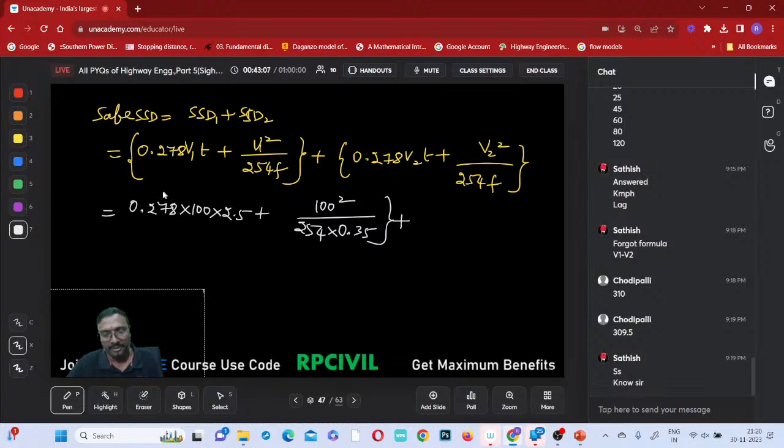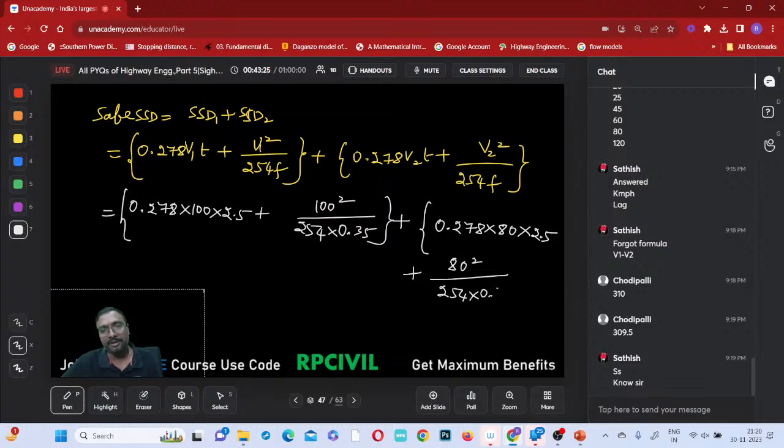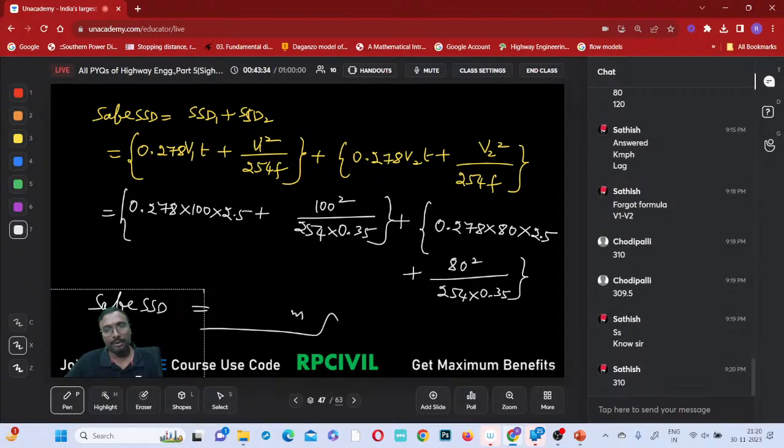Plus 0.278 into V2, 80 kmph, into T, which is 2.5 seconds, plus V2 square, 80 square divided by 254 into F. What is F? 0.35. Tell me what safe SSD you are getting? Safe SSD will be equal to how many meters? 310 meters approximately, right?